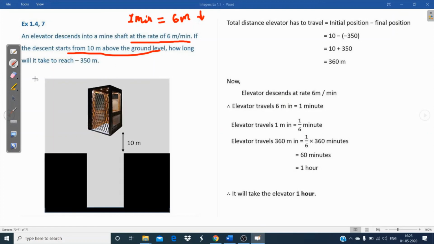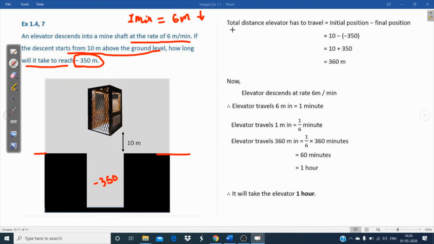Now how long will it take to reach -350 meter? So if this part is the ground level, so from here to -350 the elevator needs to descend. So how much time will it take? So we have to find out the total distance which the elevator will travel first. So 10 meter above and -350 down. So total it will be what? 10 plus 350, that will be 360.